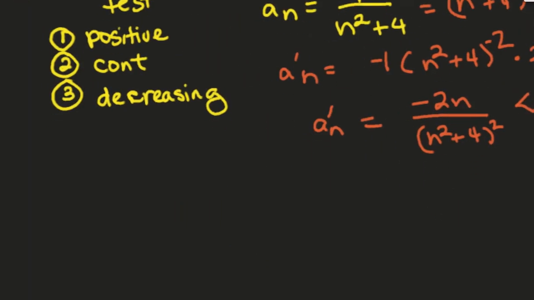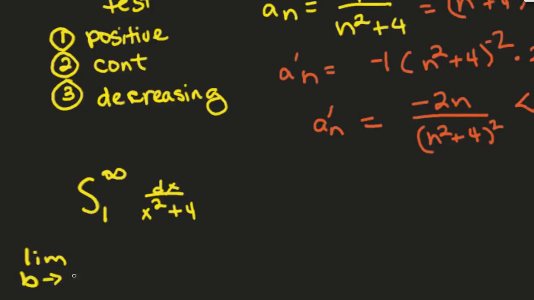Now we take a function. Let's make a function out of this thing. And it's going to be an integral from 1 to infinity of dx over x squared plus 4. So do you remember the formula for the arctangent of this thing? Yeah, it's going to be 1/2 arctangent x over 2.